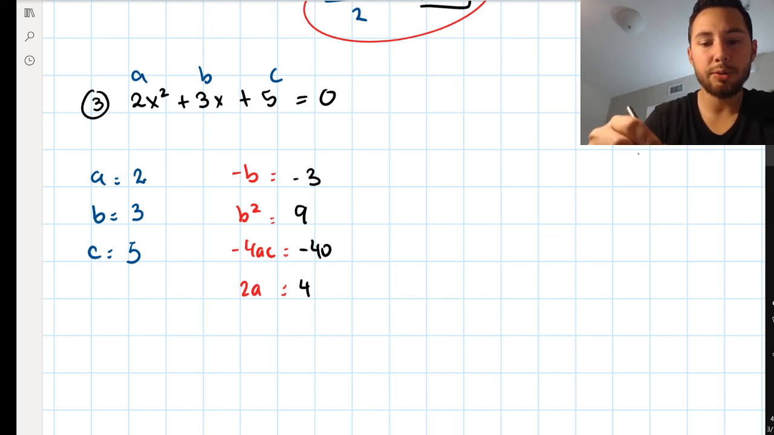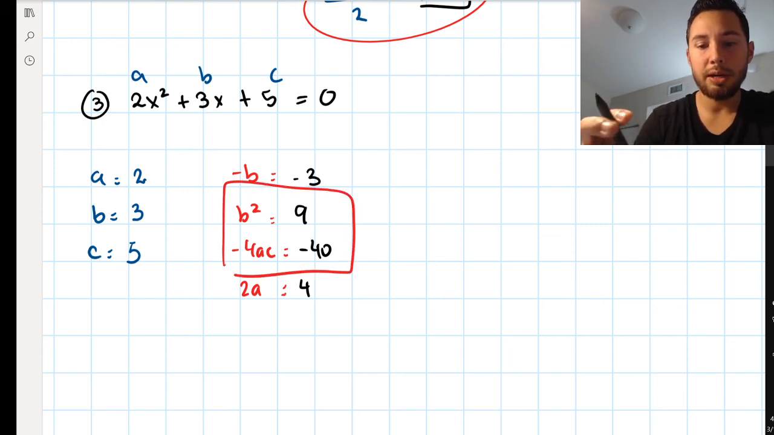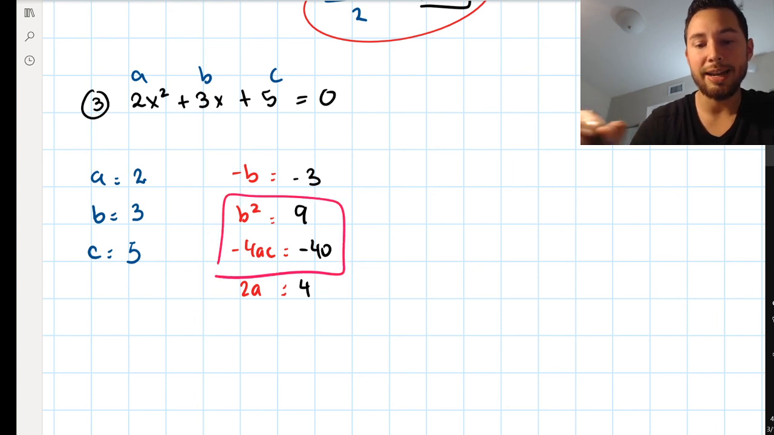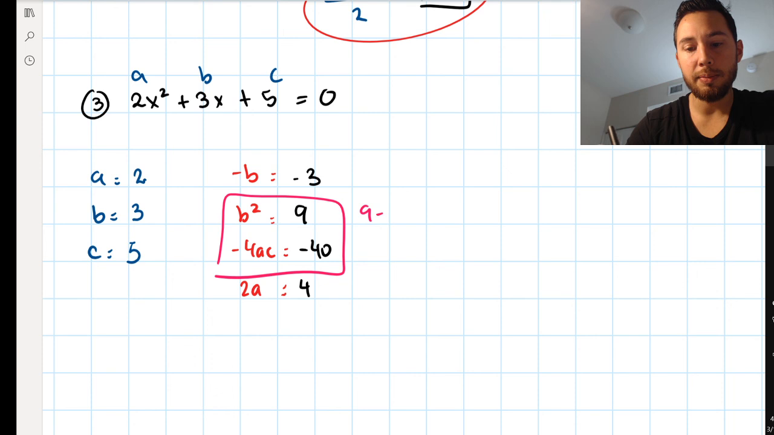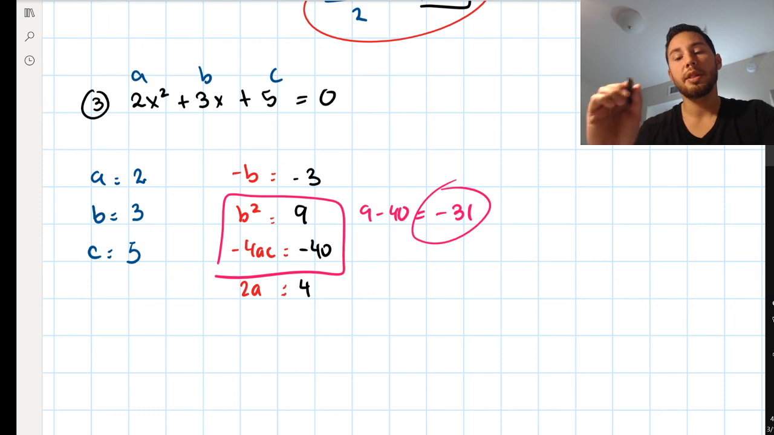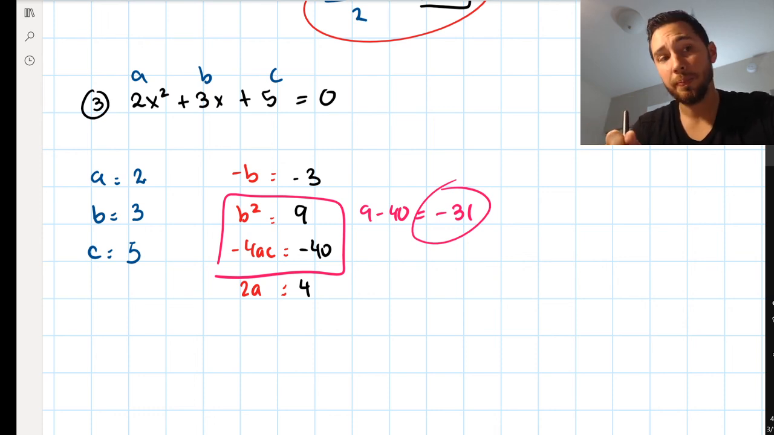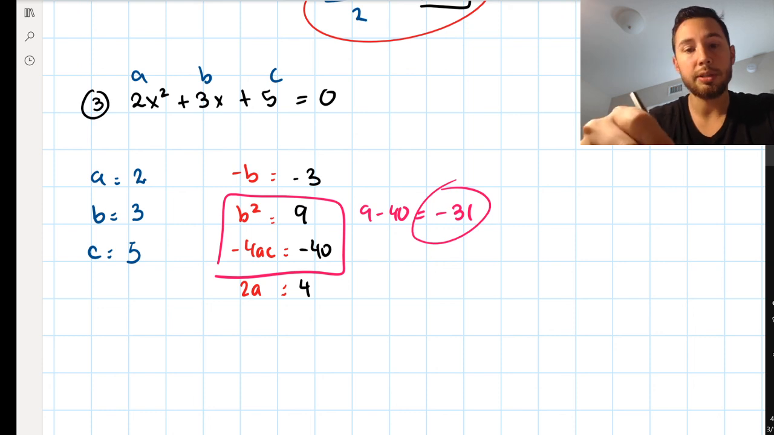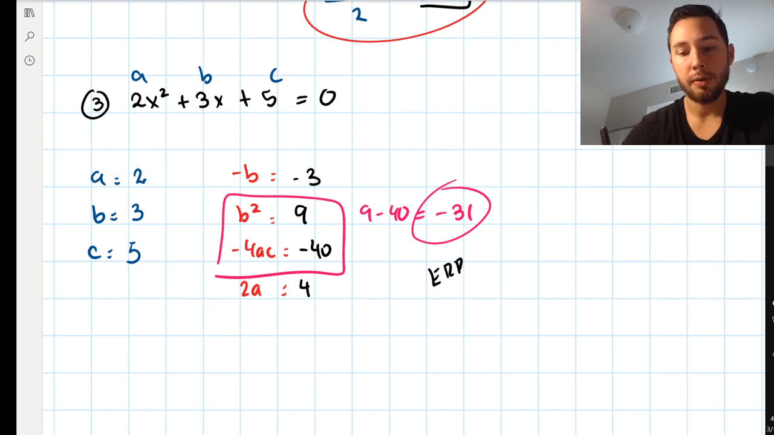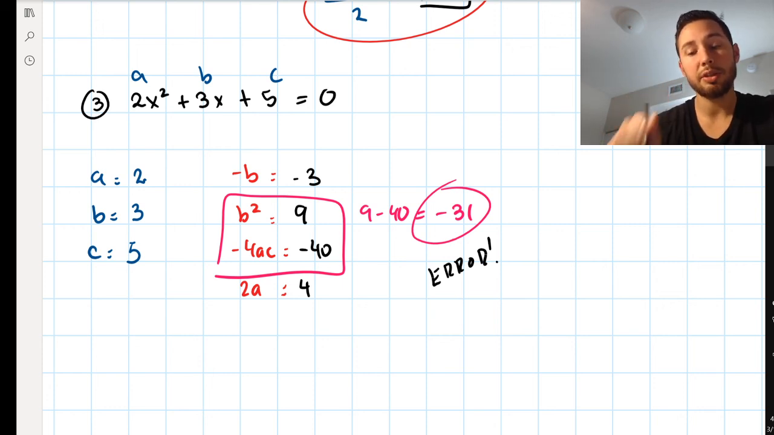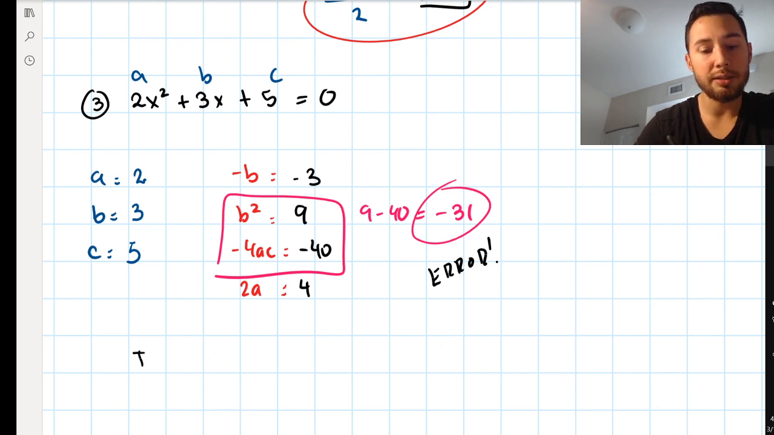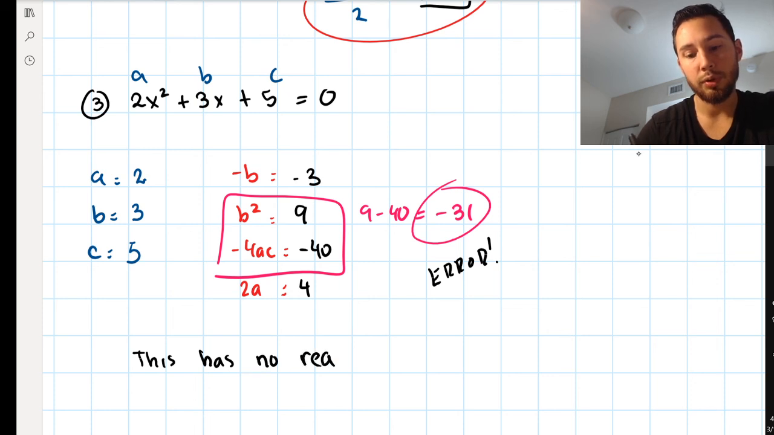Now, before I do anything, I need to check my discriminant. Now, in this case, my discriminant is 9 minus 40. 9 minus 40 is equal to negative 31. This is negative. This is the number that goes inside of the radical. Put this inside of a radical, it'll tell you error. So I can stop here. I know now, because I know that the discriminant cannot be negative, that this has no real solutions. So no real roots. And I'm done.